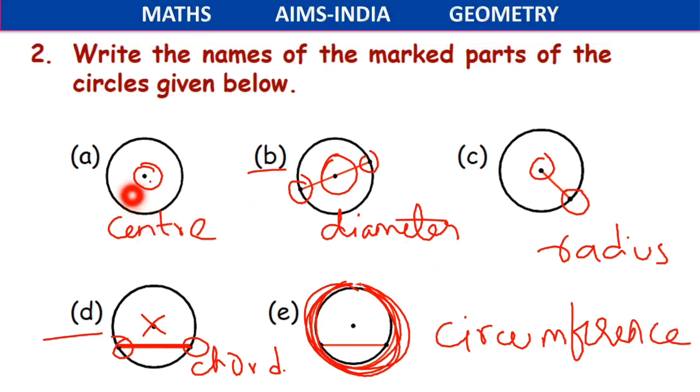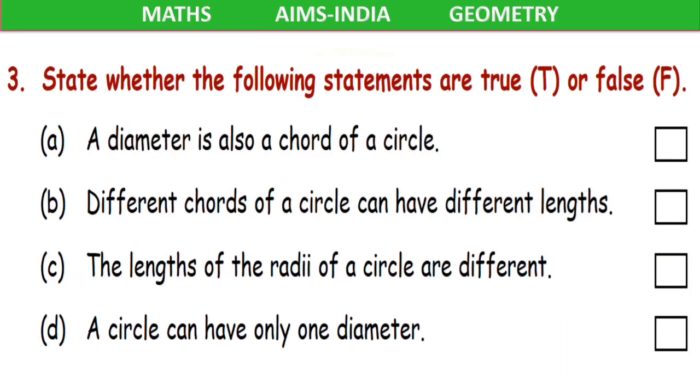Center is nothing but the middle point of the circle. Diameter is a line segment joining 2 points on the circle and also passing through the center of the circle. Radius is a line segment joining the center of the circle and a point on the circle. Chord is a line segment joining 2 points on the circle, and circumference is nothing but the length of the boundary of the circle.